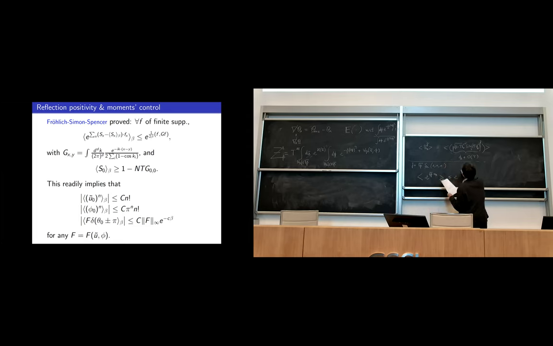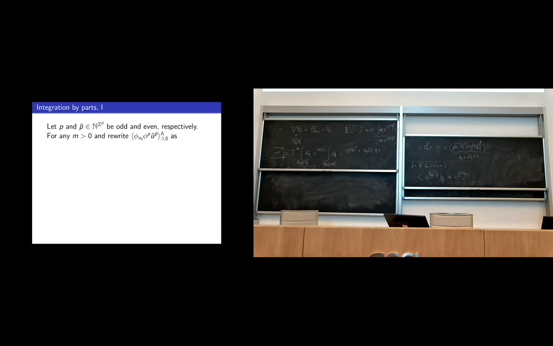Smaller or equal than e to the 1/2 g x zero x zero. But g x zero x zero by the translational invariance is the same as g zero zero, and this is finite. Now this thing here is nothing but u tilde of x zero, and so now you just expand the exponential in powers, and you get exactly that formula. So this is larger than the average of the n term, and you get that formula. So these moment bounds are really an immediate corollary of the reflection positivity or Gaussian domination estimate.